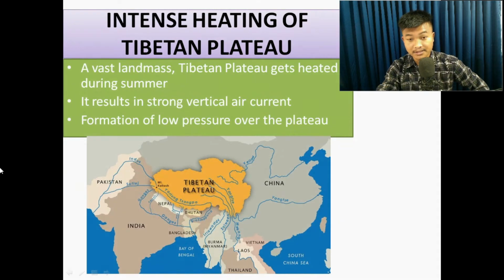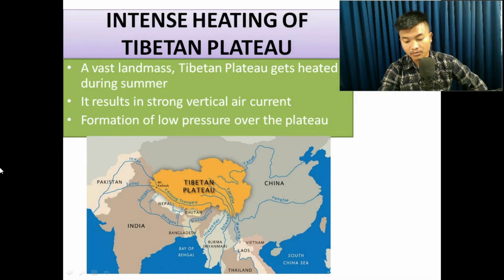And the next, intense heating of the Tibetan plateau during summer results in strong vertical air currents and formation of low pressure over the plateau at about 9 km above sea level. We all know that the Tibetan plateau is land, which absorbs heat. So when the Tibetan plateau gets heated up, it causes strong vertical air currents, and there is a formation of low pressure over the plateau at 9 km above sea level.